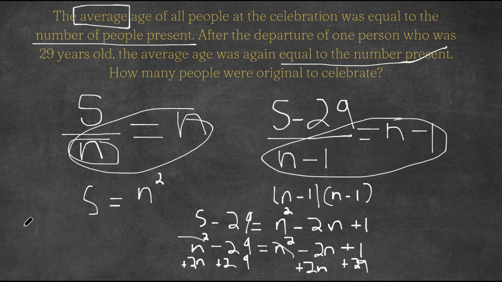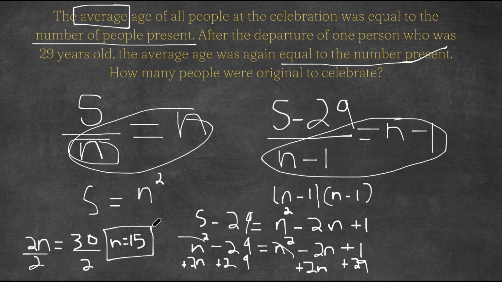So then we are left with 2N is equal to 30, because 29 plus 1 is 30. Now, if we divide by 2 on both sides, we get that N is equal to 15. So there were 15 people who were original to celebrate. And that is our answer.